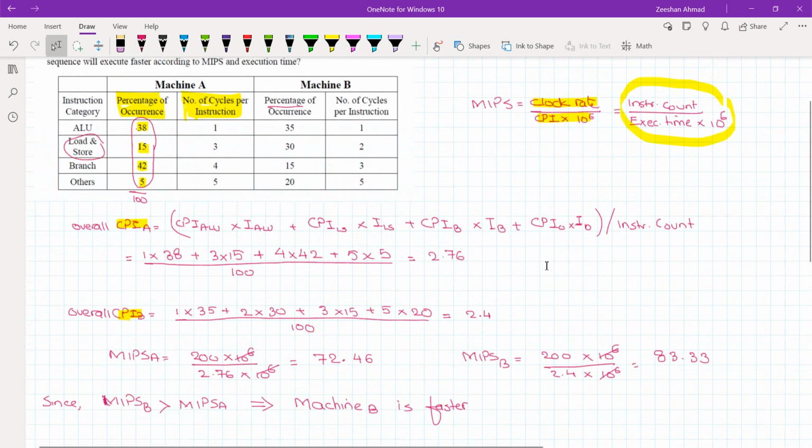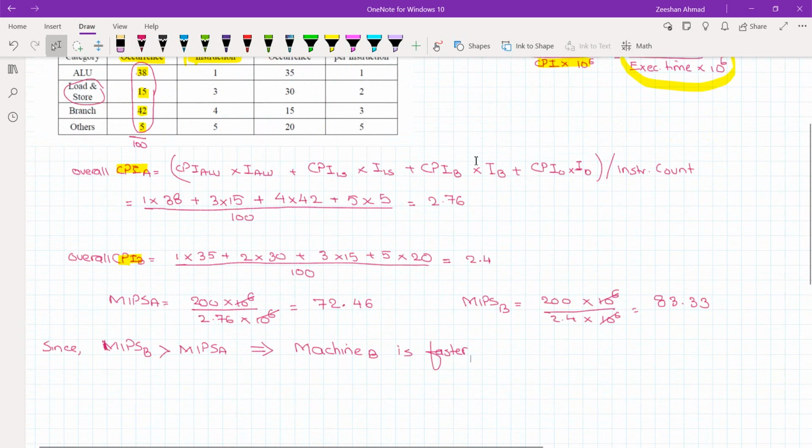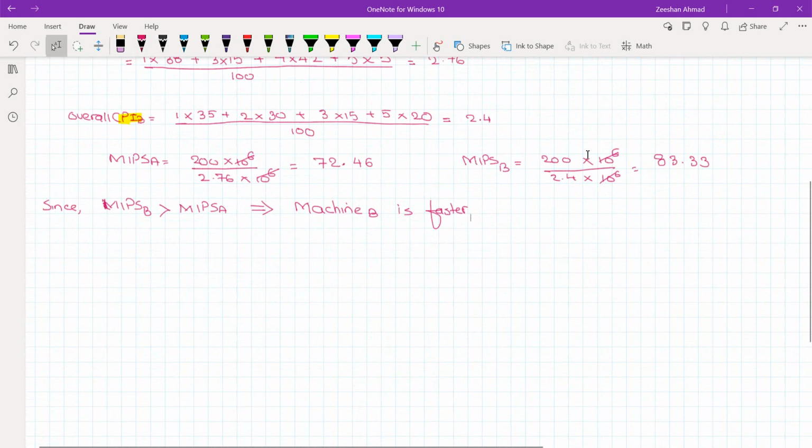Now, this was our first part here. Now he needs to tell us which machine is faster according to execution time. So we already know that the execution time, let me write here, according to... according, spelling. I wrote it wrongly, sorry. According to, let's suppose, execution time here.